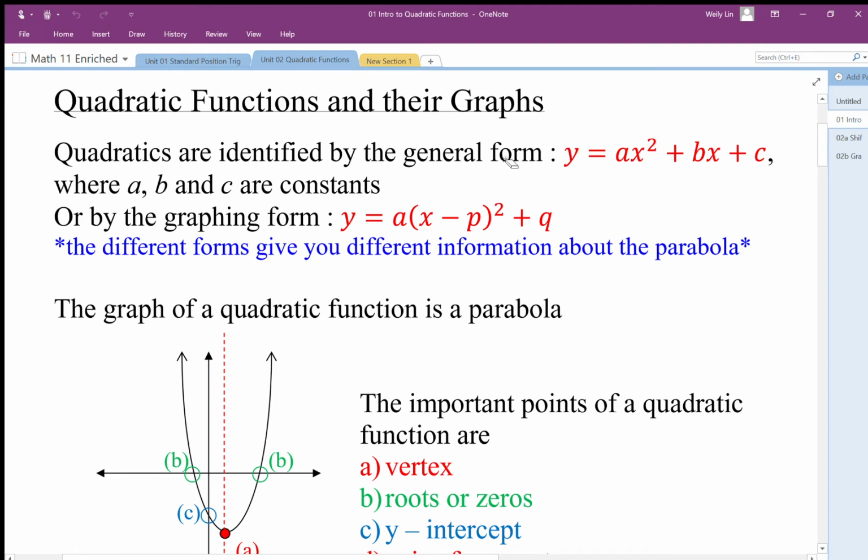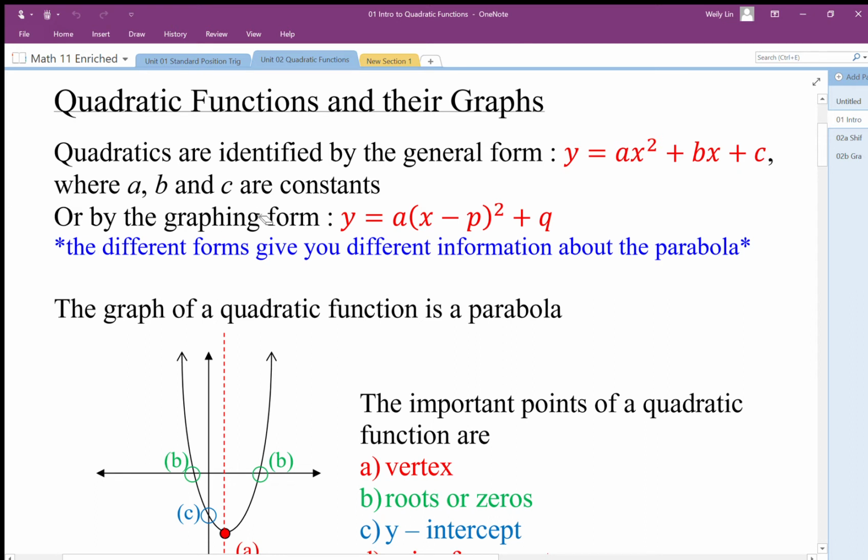This form here is called the general form, and basically it's the linear function, if you look at bx plus c, and we're adding on another term which is just one power higher. Okay, so this goes from linear to quadratic by adding this ax squared part of it.